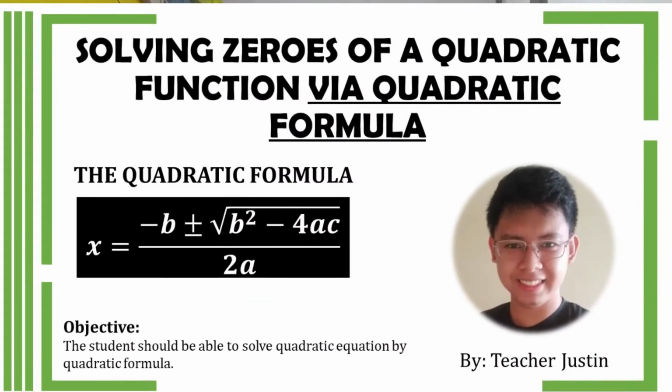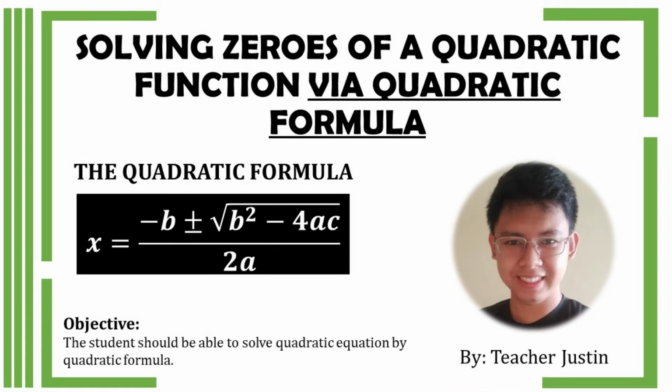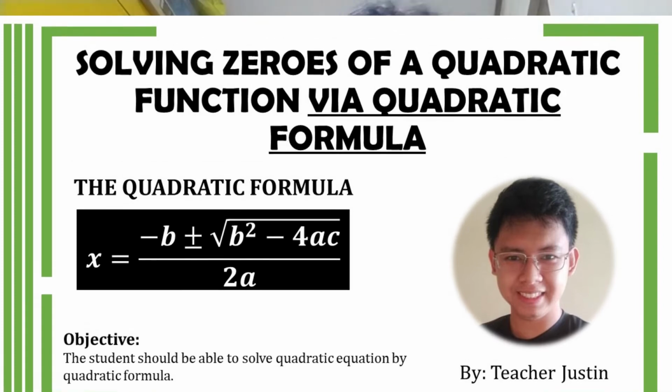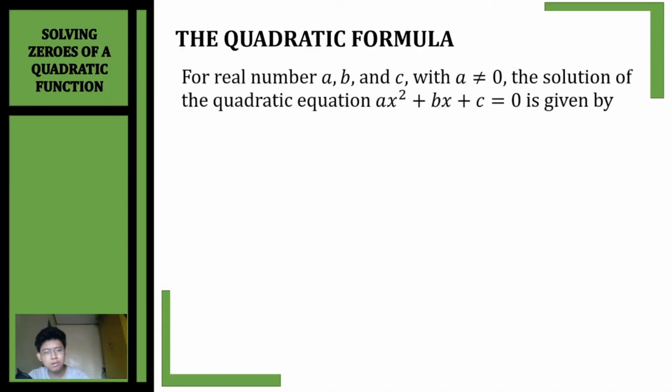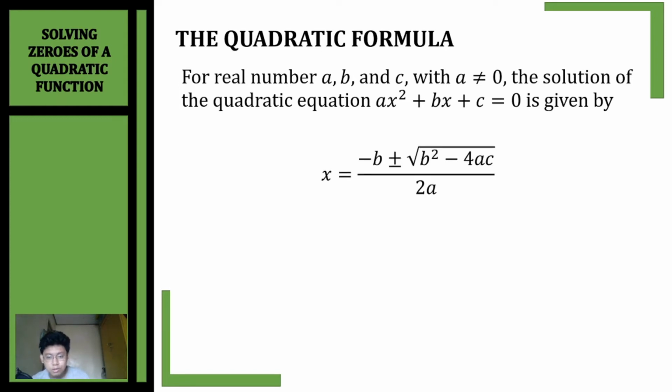On today's topic, we're going to talk about solving zeros of a quadratic function using the quadratic formula. The quadratic formula, for real numbers a, b, and c with a not equal to 0, says the solution of a quadratic equation ax squared plus bx plus c is equal to 0 is given by the formula x is equal to negative b plus minus the square root of b squared minus 4ac all over 2a.